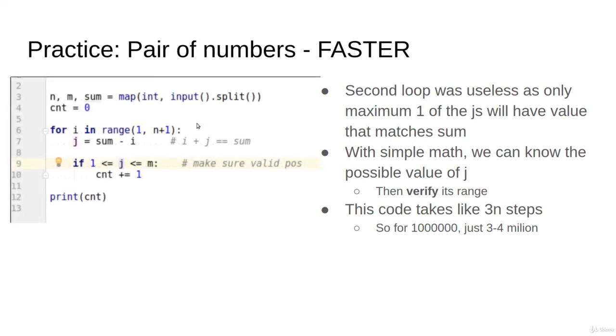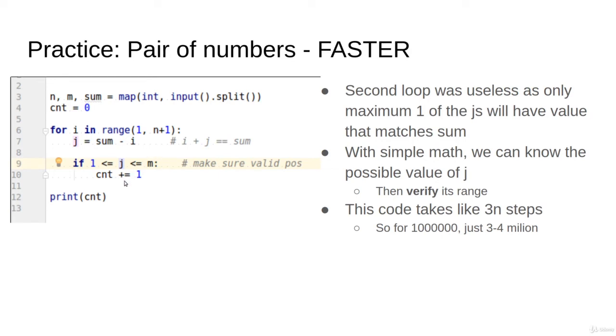Here is the code. There is only one j that could be possible. We know from the equation that i plus j equals sum. Then if we have i and we already have the sum, we can do simple math, and j is sum minus i. So we know exactly which j is correct. The remaining step is to verify that the j satisfies the condition, which is being between 1 and m.